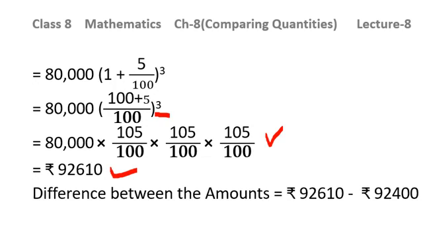Difference between the amounts we need to calculate. This was the amount when the interest is being compounded half yearly. This was the amount when the interest is being compounded annually. So 210 rupees is the difference between the two amounts in two different cases, when the interest is being compounded annually and when the interest is being compounded half yearly.